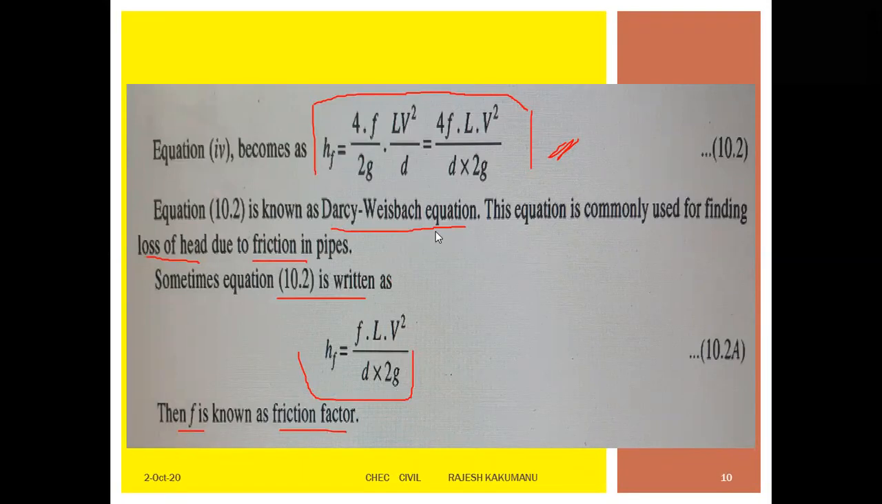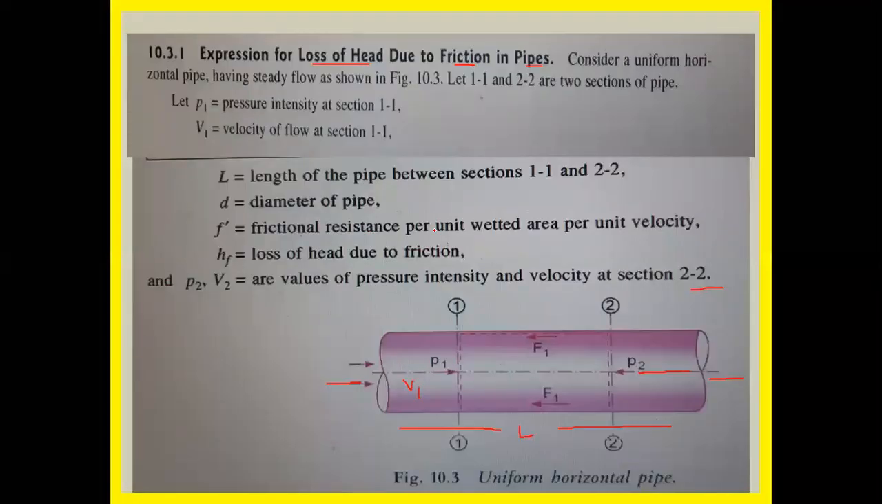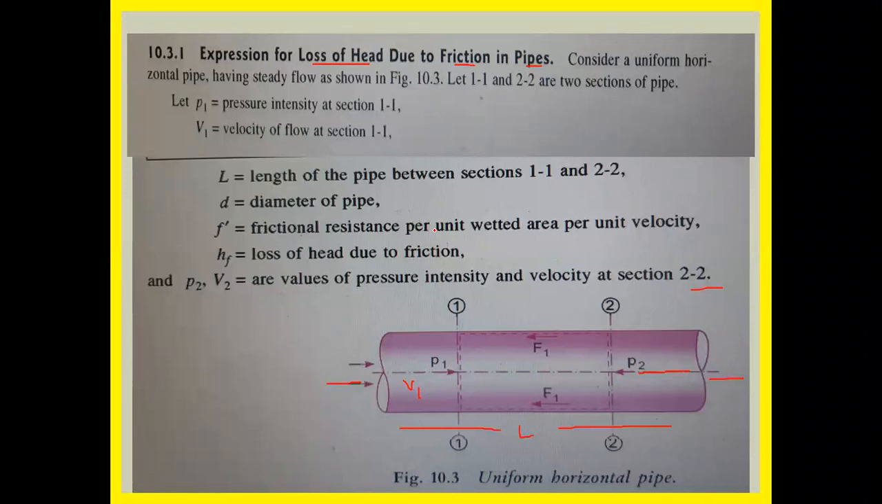We derived this equation by taking a horizontal pipe, right? In order to get the expression for head loss due to friction in the pipes, we have derived the Darcy-Weisbach equation. So the Darcy-Weisbach equation is used for deriving the loss of head due to friction in the pipes. So if you get a question in the exam, derive the Darcy-Weisbach equation for the friction in the pipes, then you must write this expression, this derivation, totally from here.